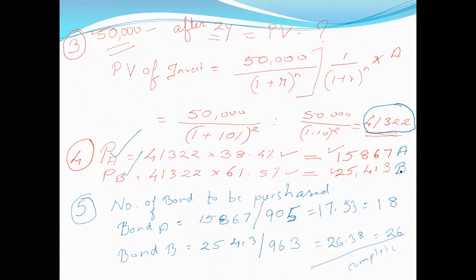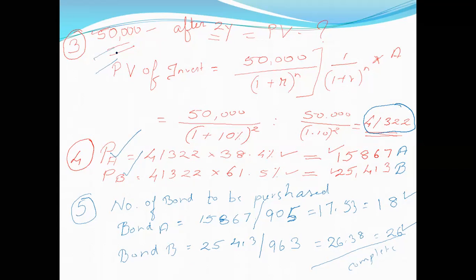Now, once we know how much money is going to bond A and bond B, we found out the number of bonds that had to be purchased. So we have to purchase 18 bonds of bond A and 26 bonds of bond B. When we make this particular proportion, only then at the end of 2 years, we will achieve 50,000 and hand over this money to the concerned person who is going to use it for his daughter's education.